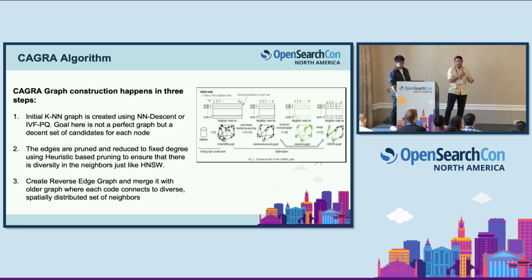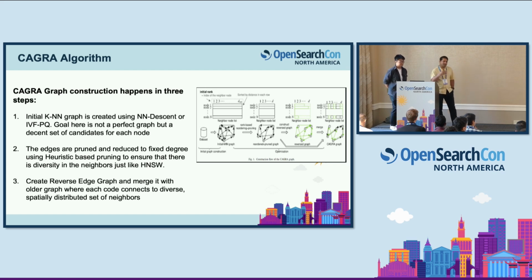Or that particular graph which we have created, we keep on optimizing that graph until we are satisfied. Again, there are more parameters around it, how you can tune these optimization steps, but that's the overall idea. Once that particular optimized graph is created, the third step comes in, which I feel is another critical step in the whole construction: we build a reverse edge graph.